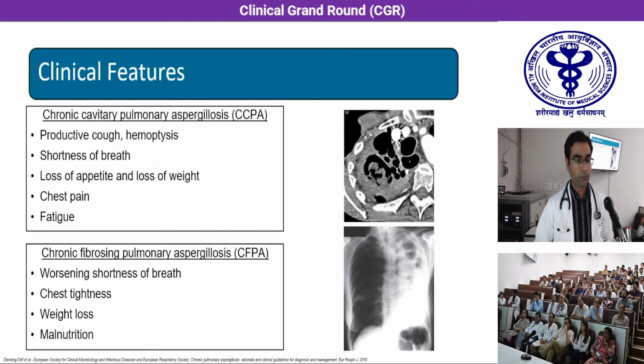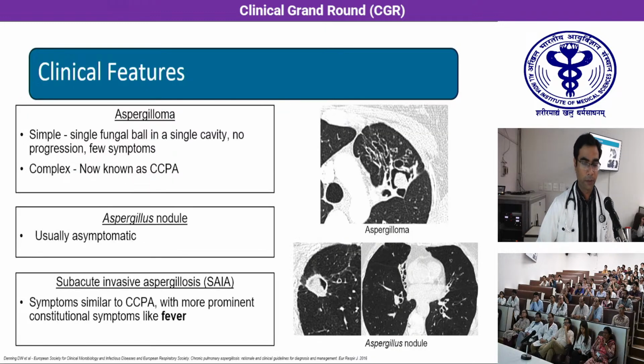CCPA patients present with productive cough, hemoptysis, and shortness of breath. They may also have constitutional symptoms like loss of appetite, loss of weight, and fatigue. CFPA patients present with worsening shortness of breath, chest tightness, and weight loss, and they are more likely to be malnourished. Less common presentations of CPA include aspergilloma and Aspergillus nodule. Simple aspergilloma is a single fungal ball in a single cavity with no progression and fewer symptoms. Complex aspergilloma is now known as CCPA.